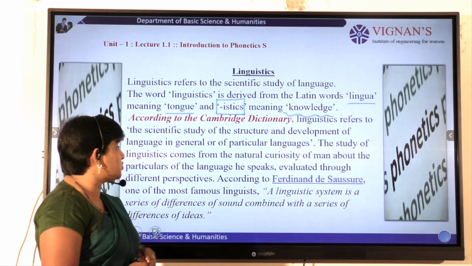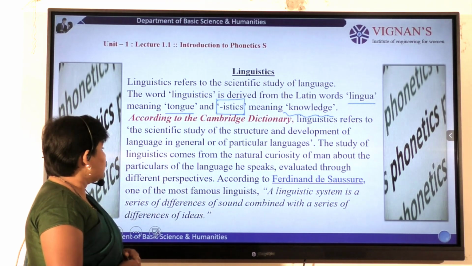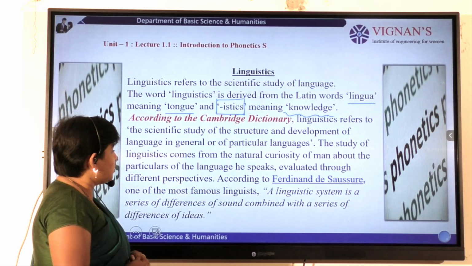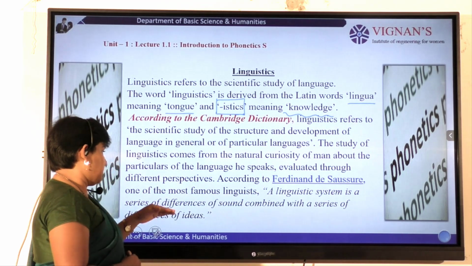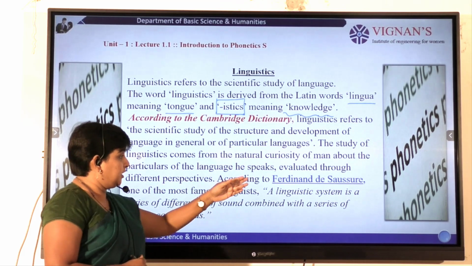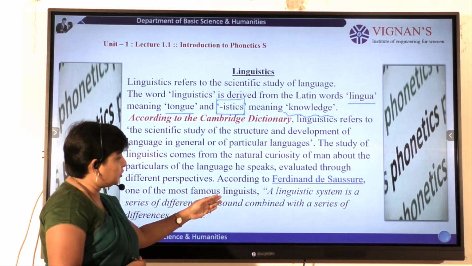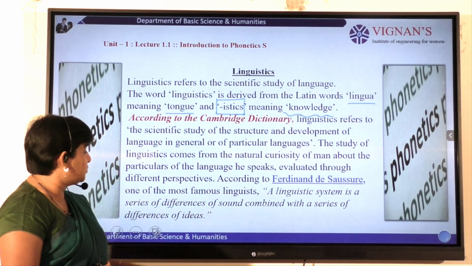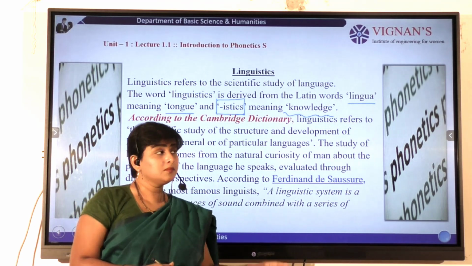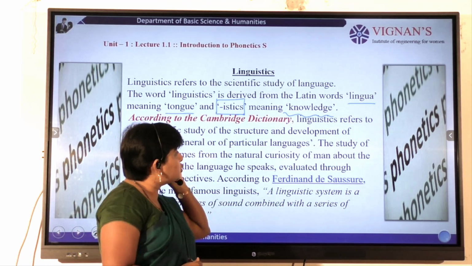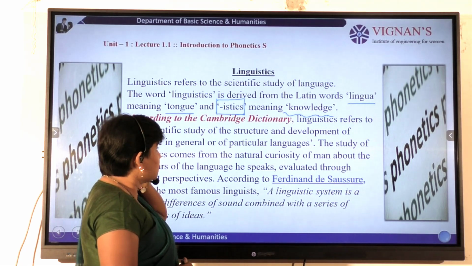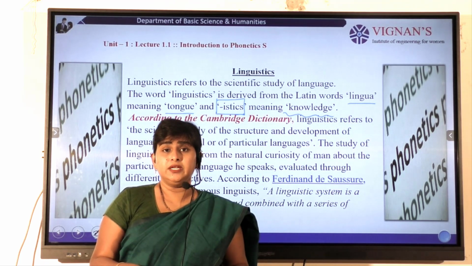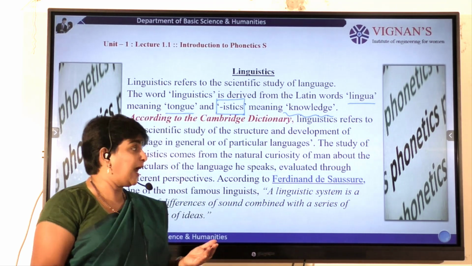or of particular languages. The study of linguistics comes from the natural curiosity of man about the particulars of the language he speaks, evaluated through different perspectives. According to Ferdinand de Saussure, one of the most famous linguists, a linguistic system is a series of differences of sound combined with a series of differences of idea. According to the Cambridge Dictionary, we have just understood that it is the structure and development of language in general or in particular of the terms put together as language.